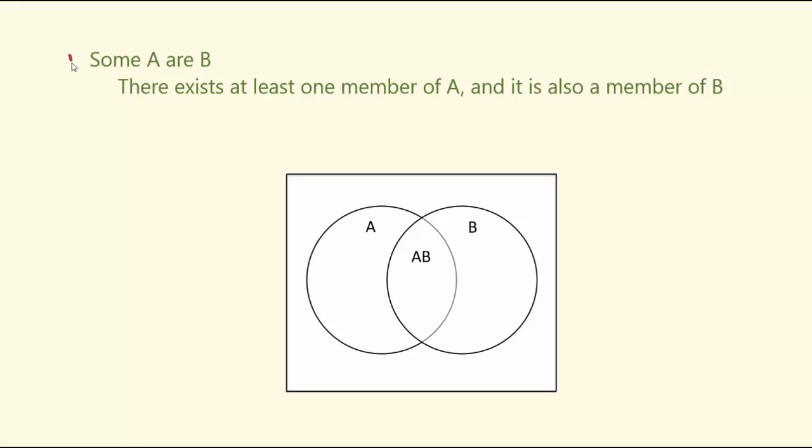Now let's look at I statements. Some A are B. Some A are B commits us to there being at least one thing that belongs to the A category. So there's at least one member of A, and it's also a member of B.